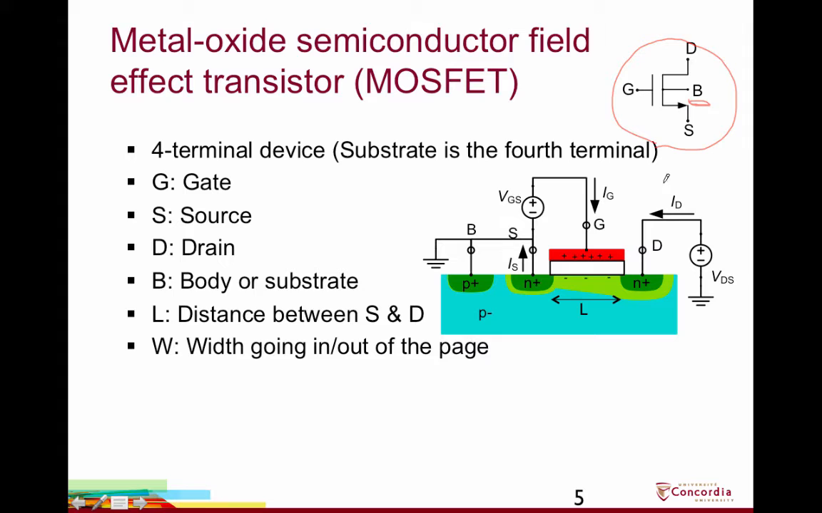Now, there are two dimensions that are important for a MOSFET, the length and the width. And the length is shown here. So the length is the distance between the source and the drain, and that's the effective distance over which carriers move between source and drain when conducting the drain current. The width is the distance going in and out of the page, and that's the cross-sectional width of the transistor, and all things being held equal, the current flowing in the transistor is proportional to the transistor's width.